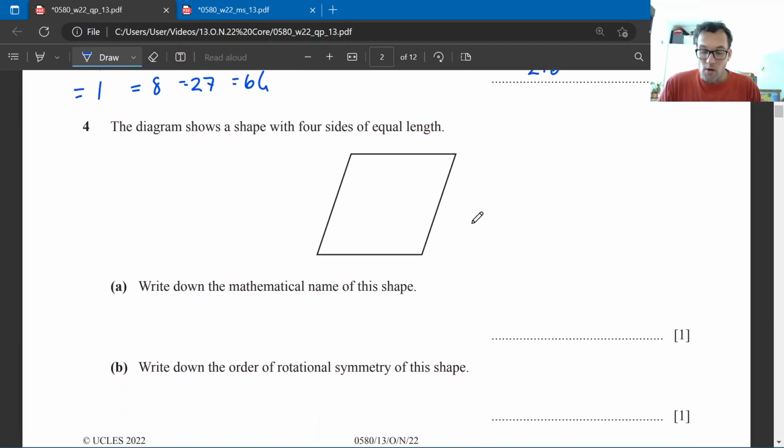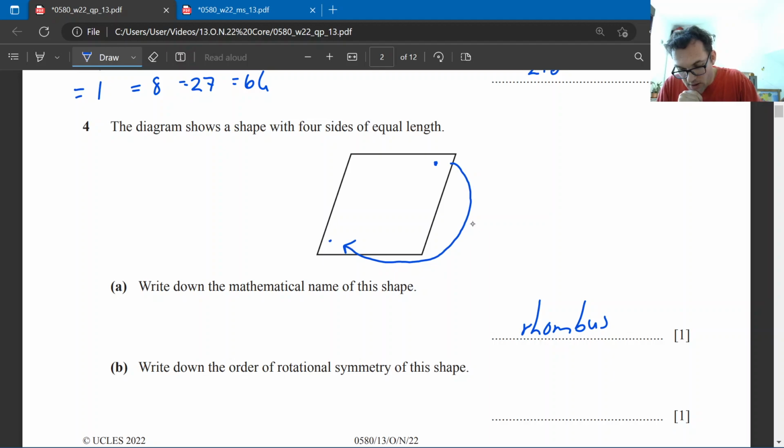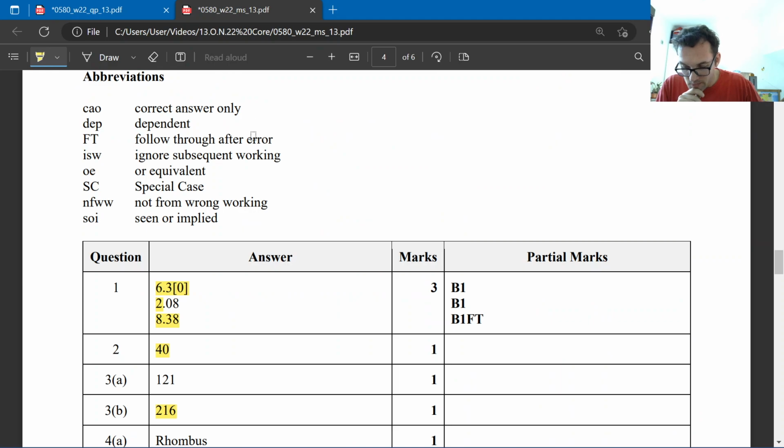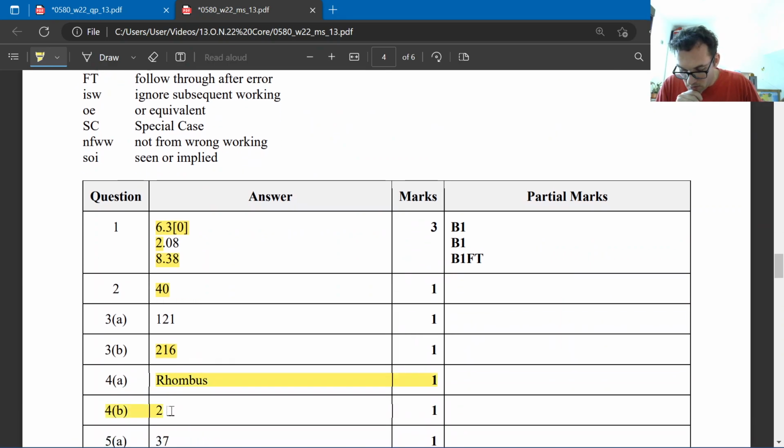Right, so here we've got a square that's gone wonky. All the sides are the same length, but it's not a square, it's called a rhombus. Now, the order of rotational symmetry. If I had a little piece of tracing paper and could put it on here, I would. But basically, if we rotate it, how many times will it fit onto itself? It will fit until that point is there again, and then back around. So it's rotational symmetry 2. Rhombus, rotational symmetry 2 it is.